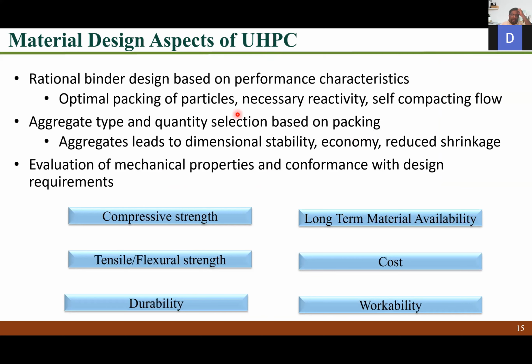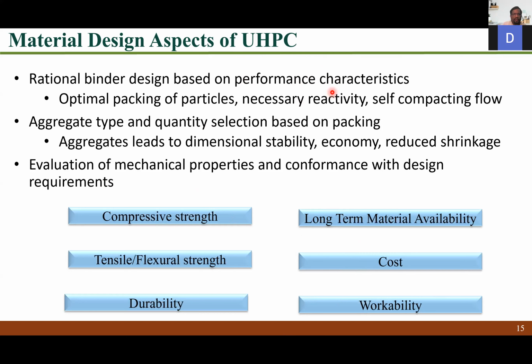Right. So now let us look at the material design aspects of ultra high performance concrete. Of course, by using locally available materials, we can develop a rational binder design based on the performance we need. So the performance, usually, we need good compressive strength. You can target a compressive strength of 120 or 150, and we also want to reduce the cost, and we also need to look at the workability and durability and so on. These are some of the parameters that you should fix first, and then optimize the mix design.